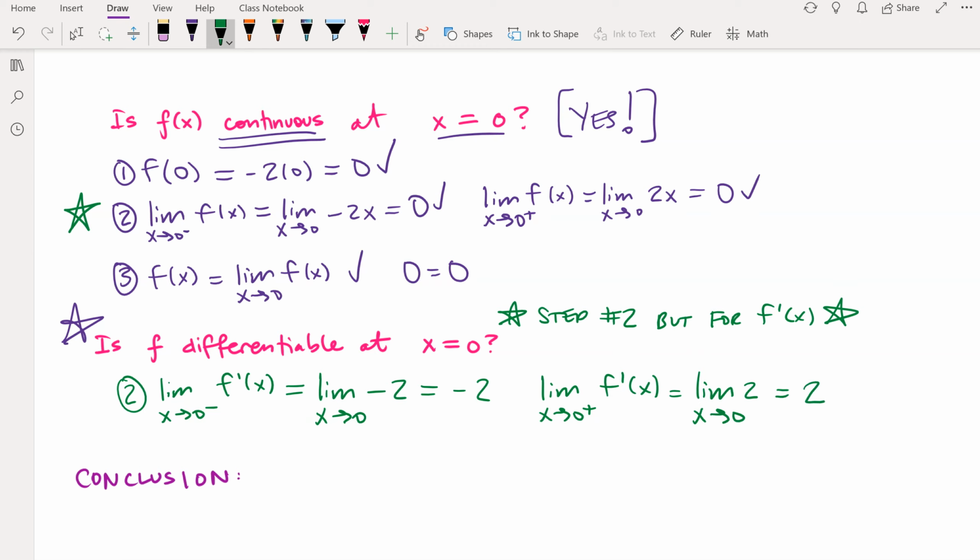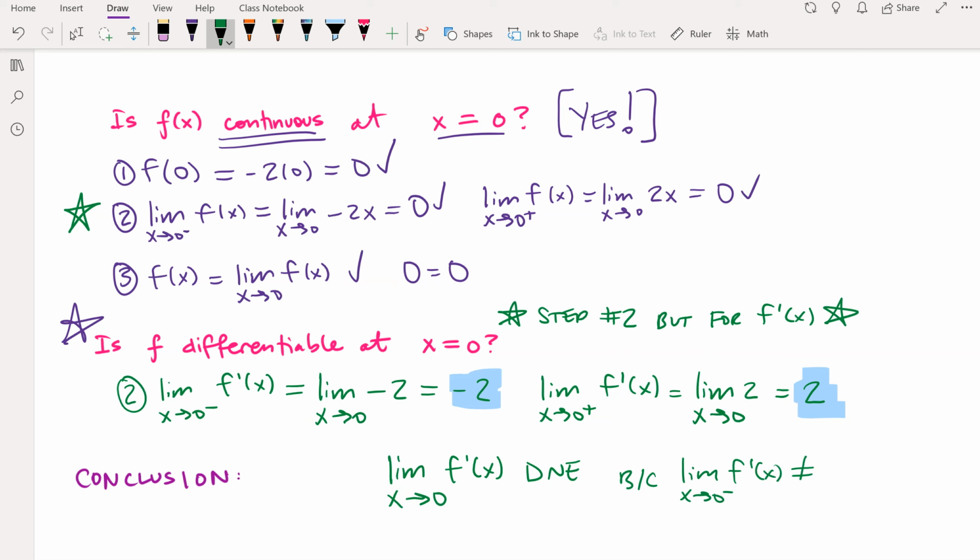Sweet. Do these limits match? Does -2 equal 2? No. So we are going to write the limit as x approaches 0 of f prime of x does not exist, because the limit as x approaches 0 from the left of f prime of x does not equal the limit as x approaches 0 from the right of f prime of x. -2 does not equal 2.